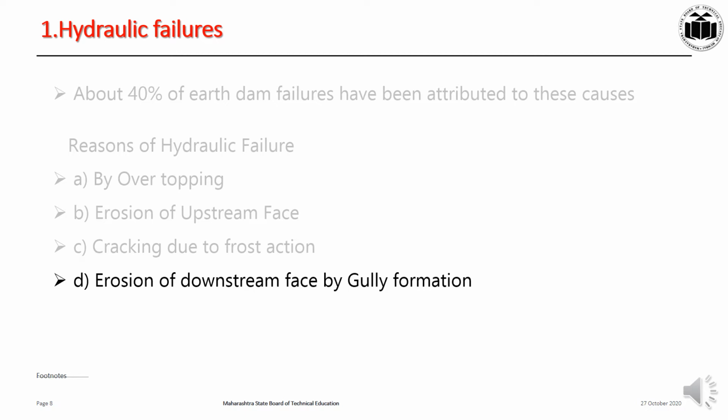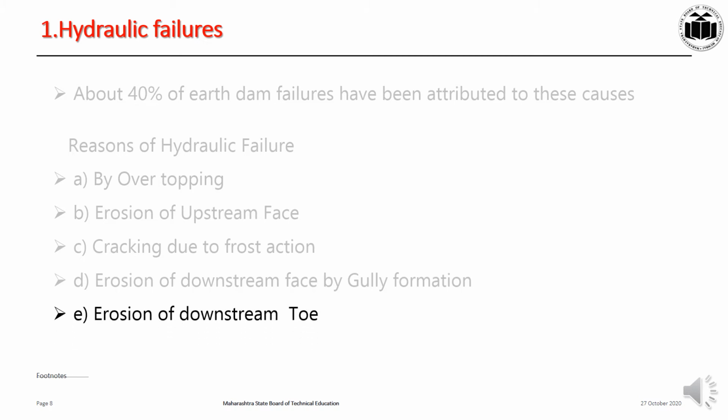Downstream slope erosion occurs because of rain action on the slope. If there is rain action on the downstream slopes, and it is unchecked, gullies form on the downstream faces and that type of failure occurs. This can be avoided by planting grass. In the previous lecture, we learned about grass. If you plant grass over the downstream faces, then these types of erosion can be neglected.